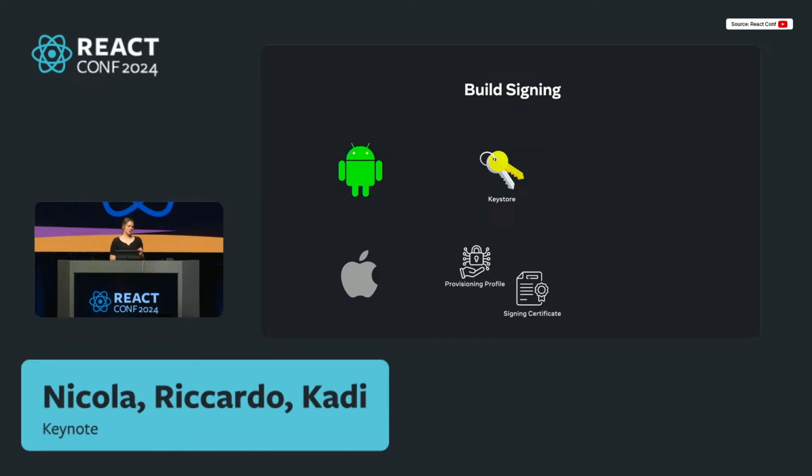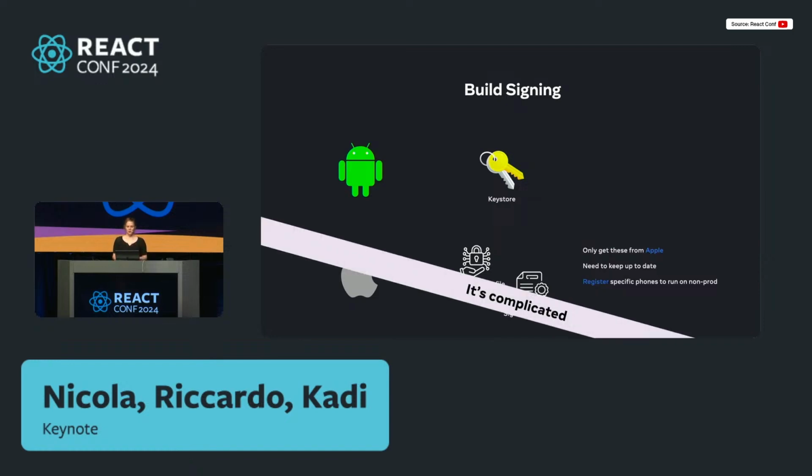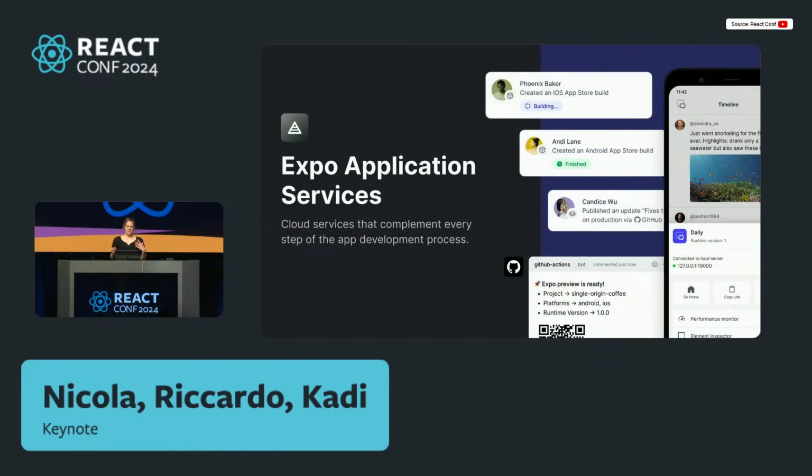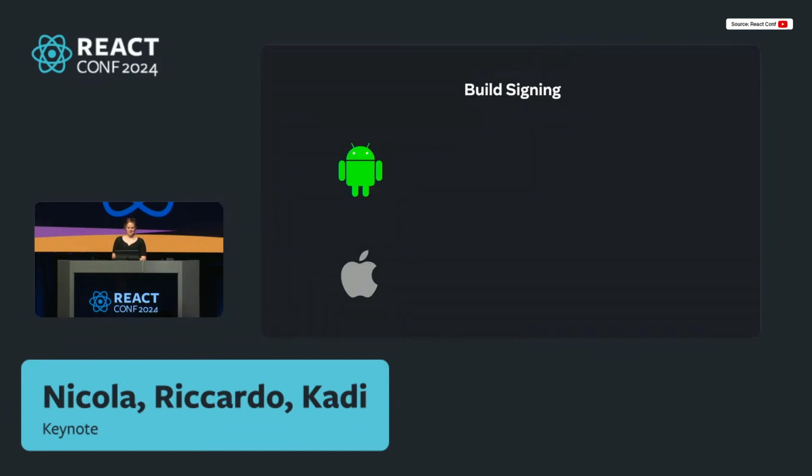You need a provisioning profile and a sign certificate. These are tied to your app ID and also contain information about capabilities that your app is allowed to use, so you need to keep them up to date. There's even more nuance to it, but suffice it to say, it's complicated. And this is exactly what we want to improve with EAS.